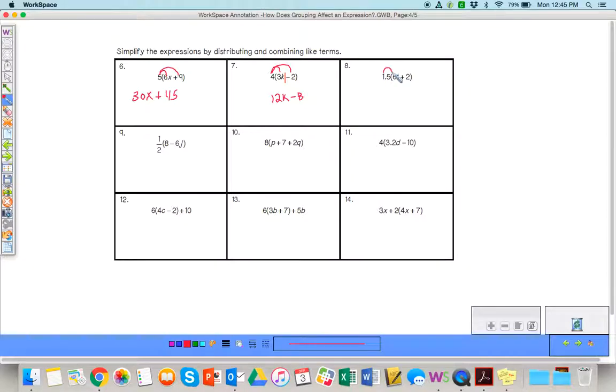1.5 times 6 is 9, so we have 9t. 1.5 times 2 is 3, so we have 9t plus 3.